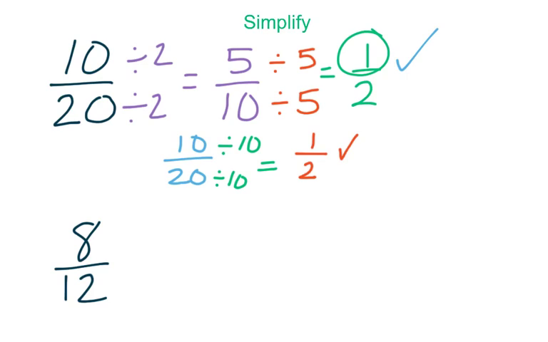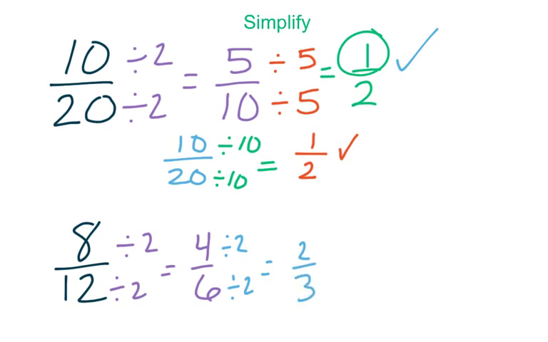Go ahead and look at 8/12. Both of these are even, so I'm going to divide by 2 to start with, and I end up with 4/6. Both of my numbers are even again, so I can divide again by 2, and then I end up with 2/3. Notice how I have consecutive numbers, so this tells me it's in the simplest form.